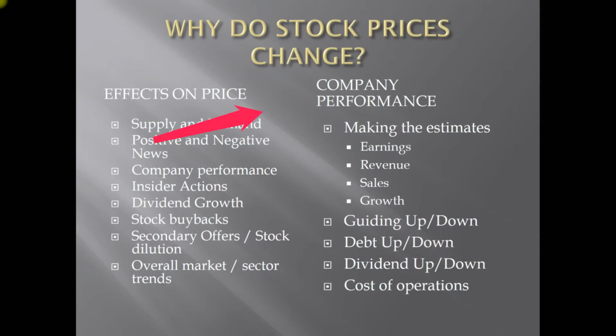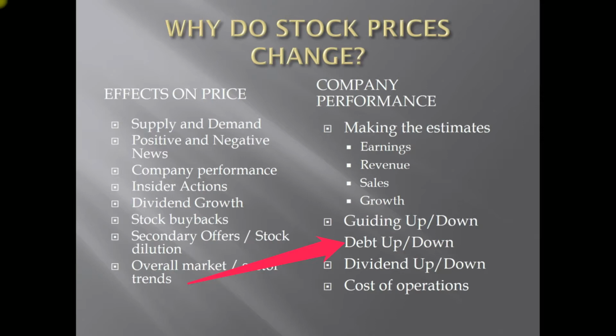The next side is company performance. Making the estimates for earnings, revenue, sales, and growth, these areas will actually affect how the company performs. If it continues to make or beat earnings, revenue, sales, or growth, then its price will continue to rise. If it misses those, then the company's stock will lower. There's something called guiding up and guiding down. That's where the company changes what they believe they will make in the future, to the positive or the negative side.